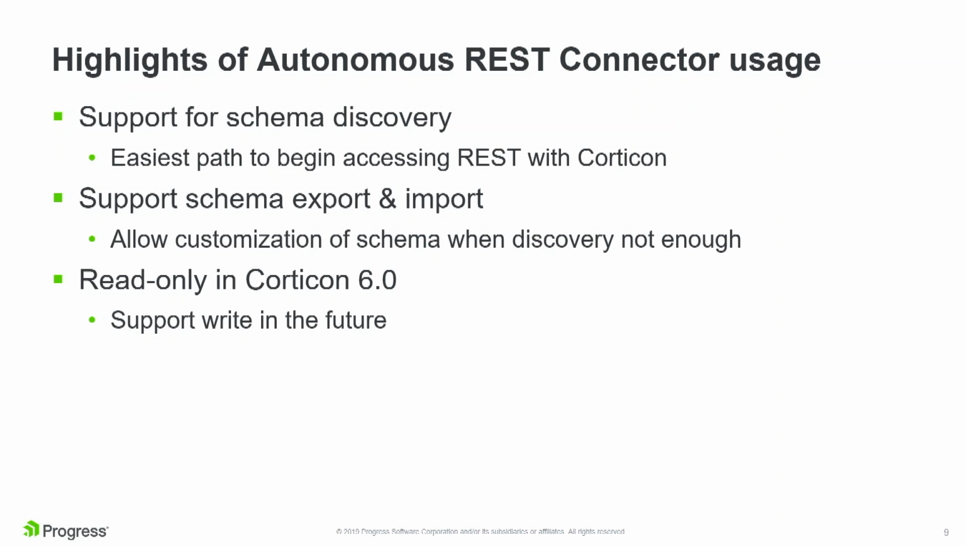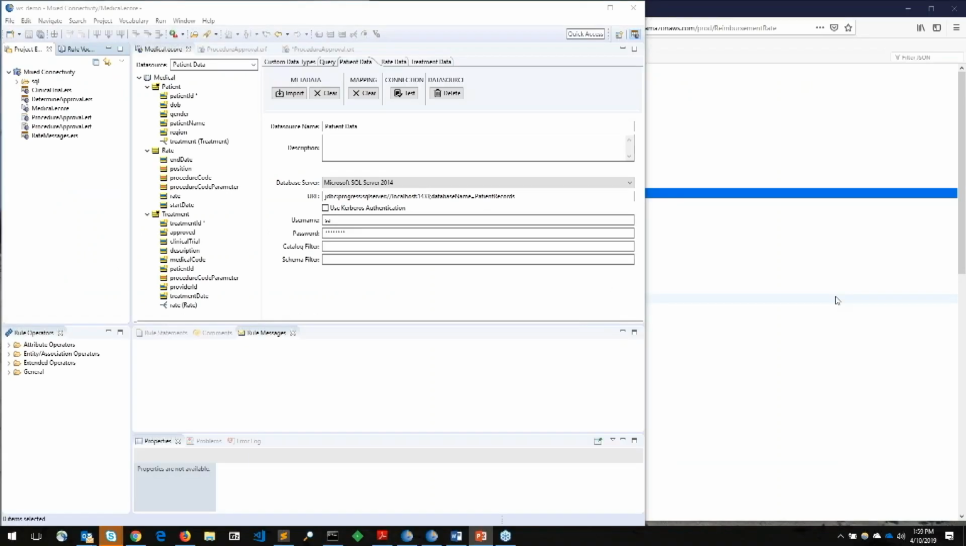So what I want to do is give a quick demo of this. I know this is not a Corticon audience, so I'm not going to try to do too much of a sales pitch on Corticon, and I'm going to focus on the Autonomous REST connector aspects. But just quickly, within Corticon, when you define your vocabulary, this is where you're defining the model for the domain that you're working in.